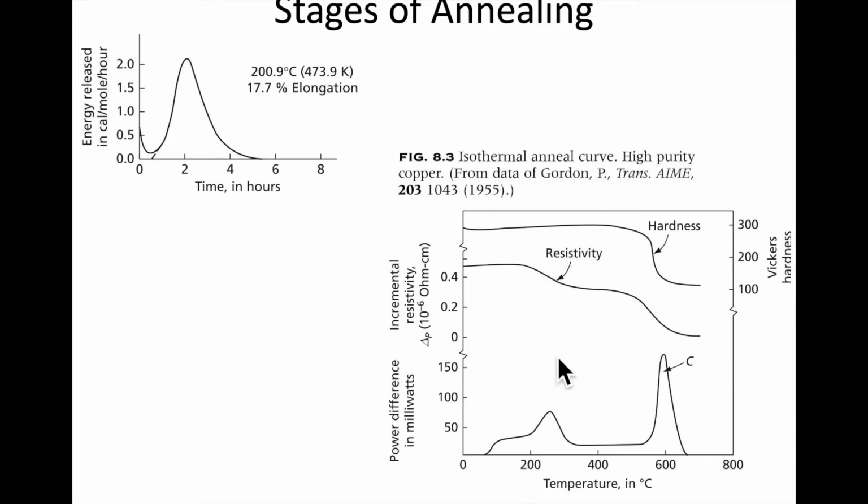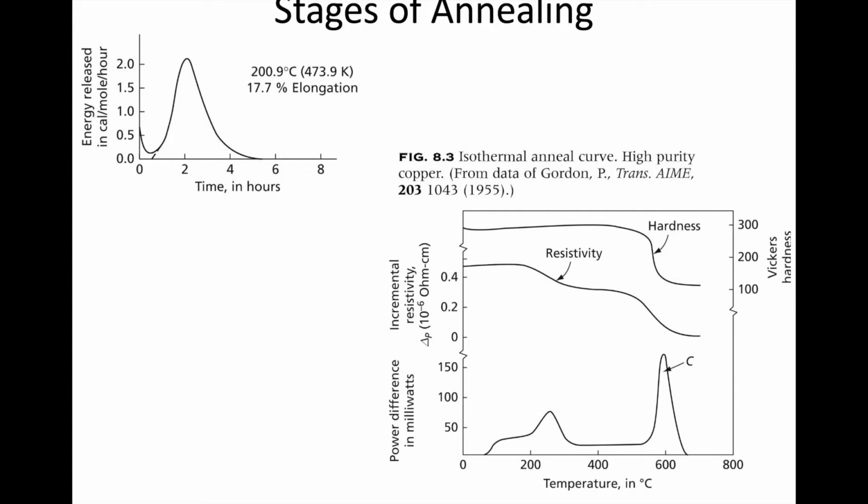And the reason it shows this down here is because where resistivity initially decreases, we see a peak on this power difference. So this is a DSC, which we're going to run later in the semester on polymers. And then a larger peak where both hardness and resistivity decreased. And so it's basically telling us information about the physical state of this material.